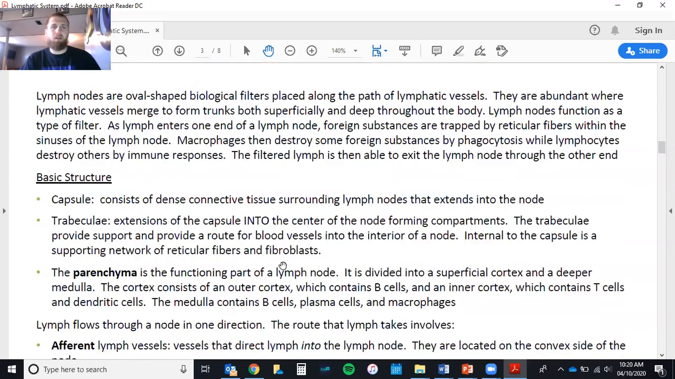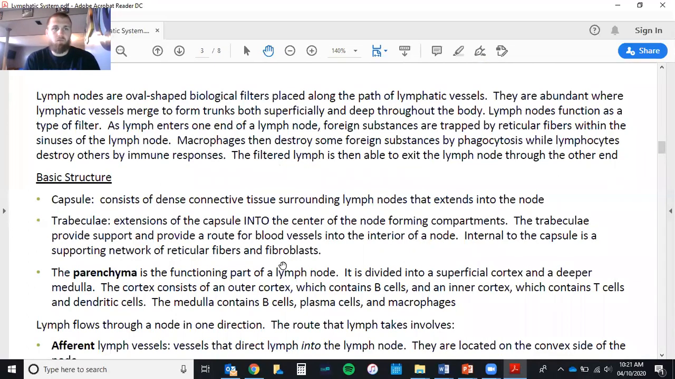All right, let's talk about lymph and lymph nodes. These are oval-shaped biological filters placed along the path of lymphatic vessels, abundant where lymphatic vessels merge to form trunks both superficially and deep throughout the body, and their function is basically just to act like a filter.